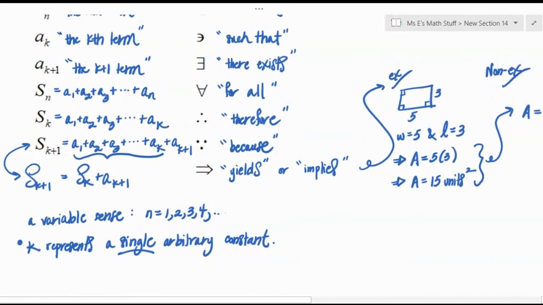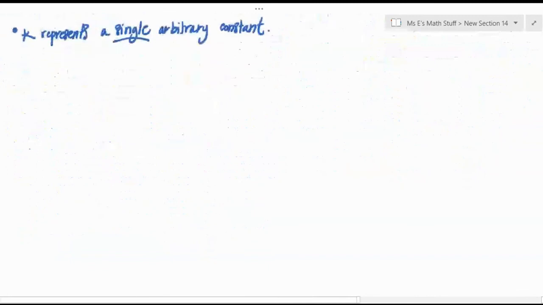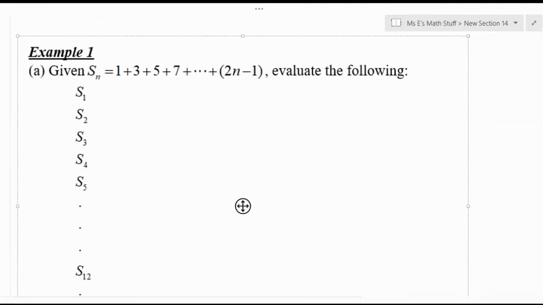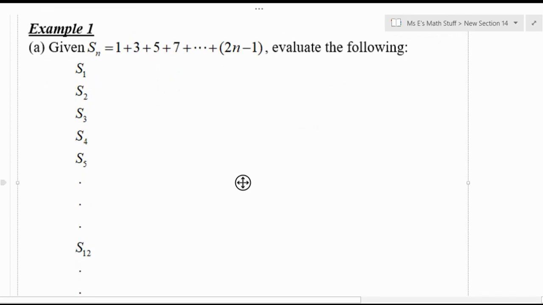Now let's switch gears and have you think about an example. For example 1, consider that the sum of the first n terms is defined as 1 plus 3 plus 5 plus 7, so we're just adding the odds together, and continuing in that manner until you get to an nth term defined as 2n minus 1. I'd like for you to evaluate the following.